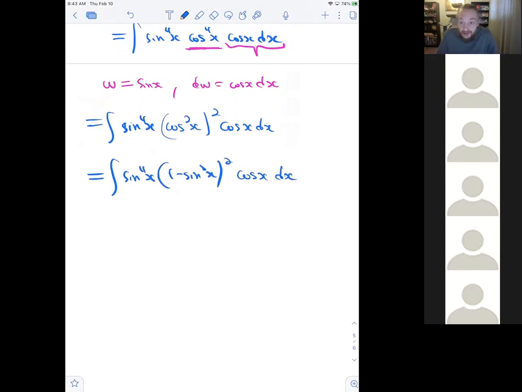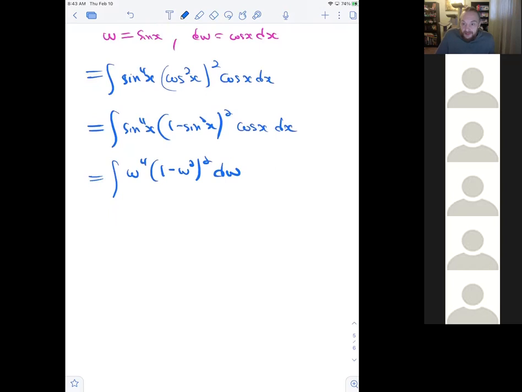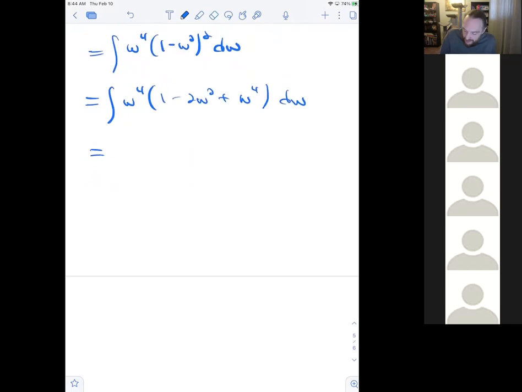Now I can use my substitution because everything's ready. This is equal to the integral of w to the 4 (1 minus w squared) squared times dw. That was my substitution. Now I have to FOIL everything out. So this is equal to the integral of w to the 4 (1 minus 2w squared plus w to the 4) dw, which is now just the power rule. This is the thing that I didn't show in there. You have to use the binomial theorem and expand those powers if you have them and distribute everything. So this should be w to the 4 minus 2w to the 6 plus w to the 8 dw.